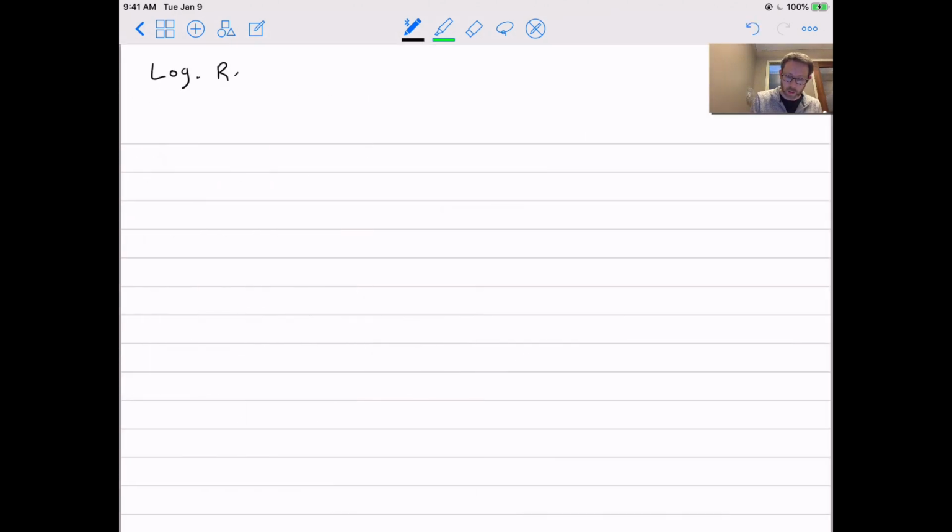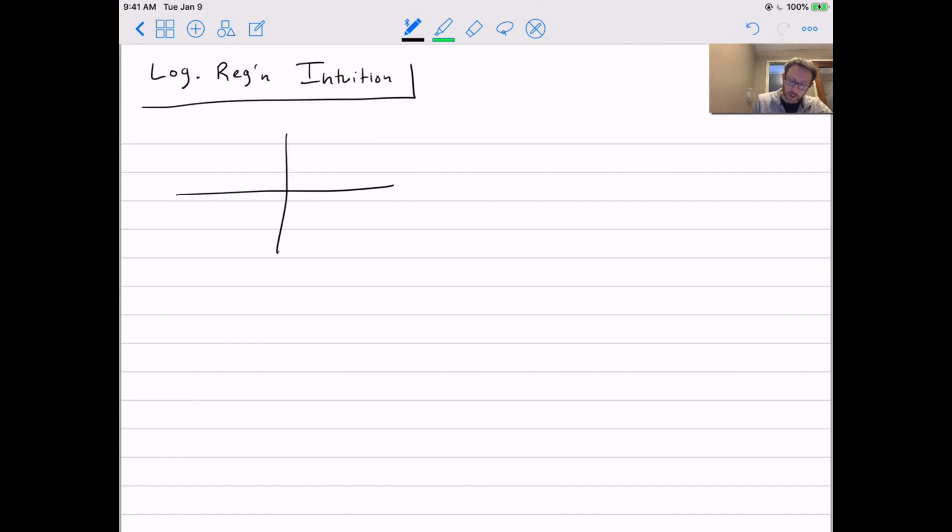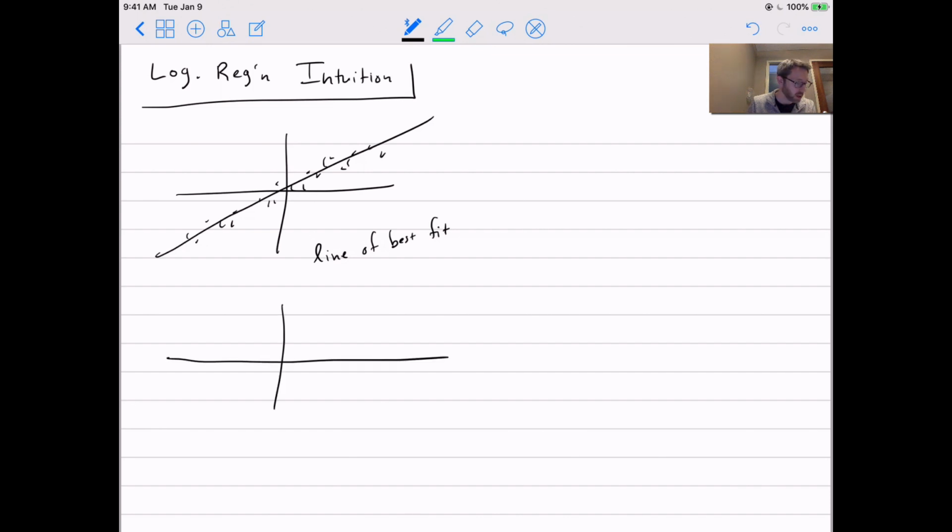Logistic regression intuition. Okay, so I'm going to draw two different views of line fitting. So this is line of best fit. All right, so obviously this data has a line that goes basically through it. So we're going to find that line. Good job. Whatever that statistical model was, it worked well.